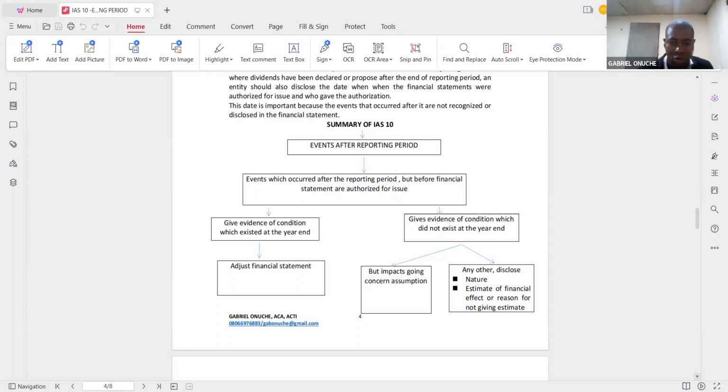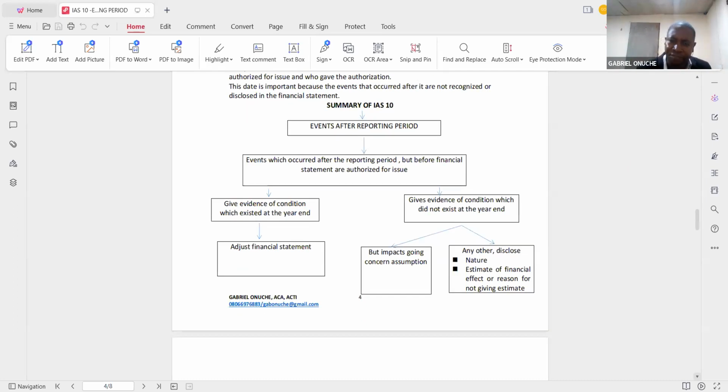Then what are we expected to do for an adjusting event? There's need to adjust the financial statement. What are we expected to do for a non-adjusting event? We need to disclose. And what are we expected to disclose? We're expected to disclose the nature of the event, the estimate of the financial effect of the event, and where we cannot give that financial estimate, we can give reason for not giving that. Give reason why you cannot give an estimate.